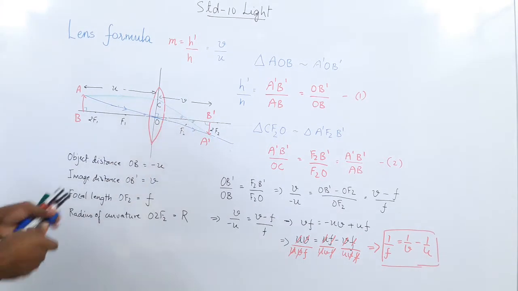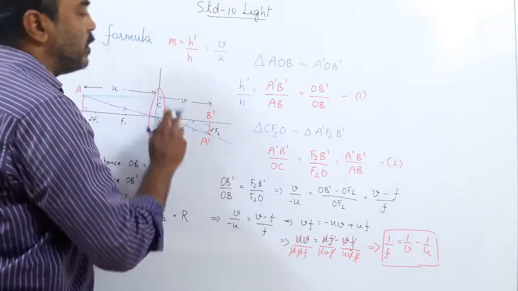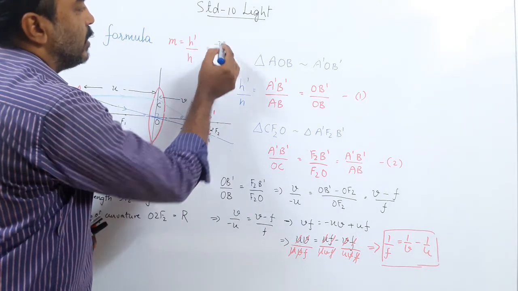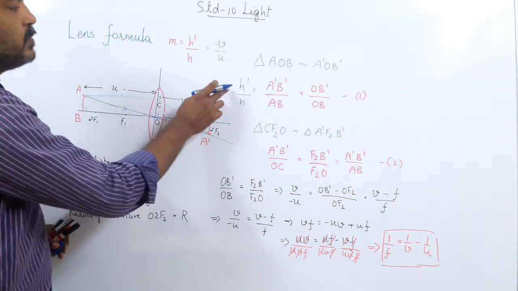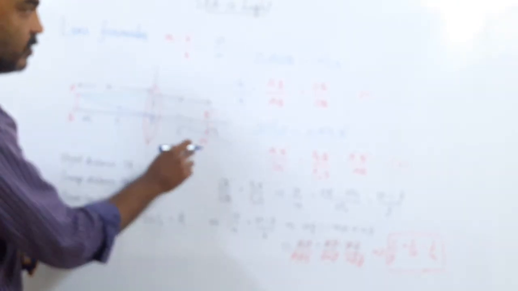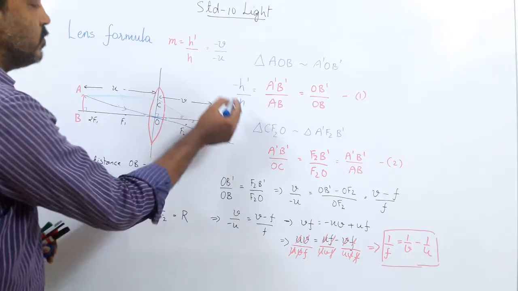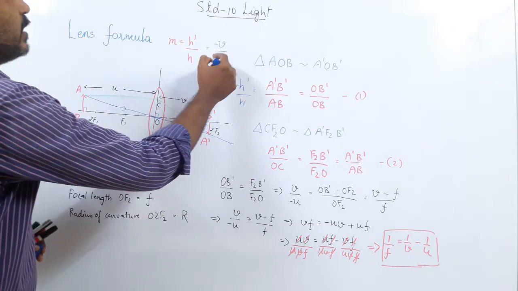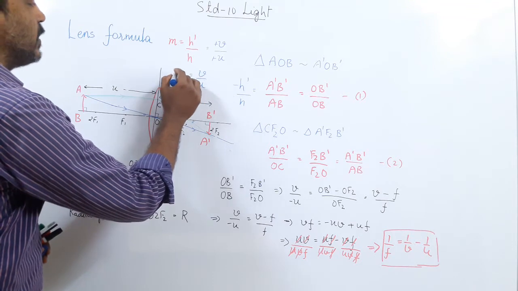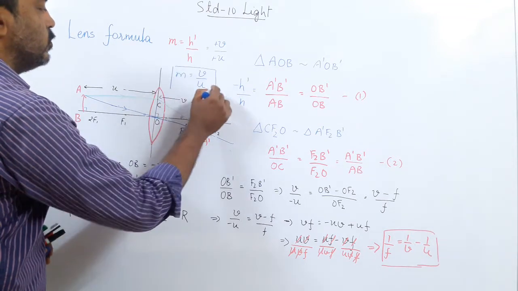So actually we should have taken the magnification as h prime upon h, but h prime is actually negative, so we have to take the negative. Why? h prime is negative. Are you following why it is negative? The image is real and inverted. So h prime is negative and u is also negative because it is on the left side. So the negative sign cancels and we are left with v upon u. So magnification is v upon u.